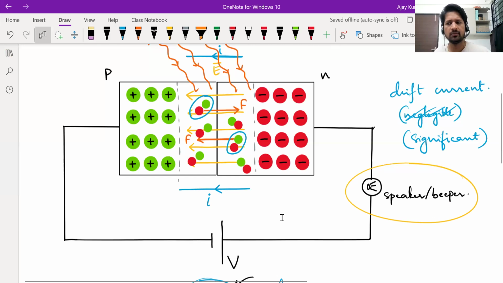So the points you need to remember are that it is operated in reverse bias. And in reverse bias, normally the current is negligible. But if radiation of appropriate wavelength is incident on the depletion region, you will be generating a lot of charge carriers, conduction electrons and holes in the depletion region. That will lead to a significant amount of reverse bias current.